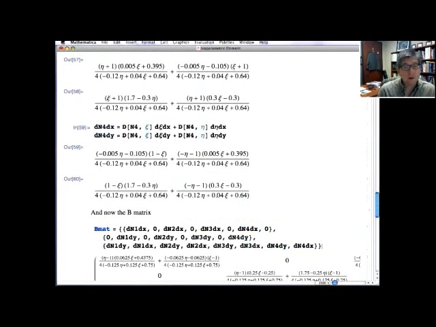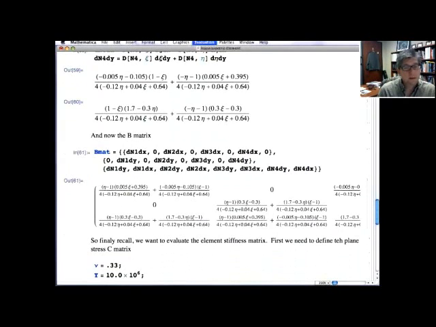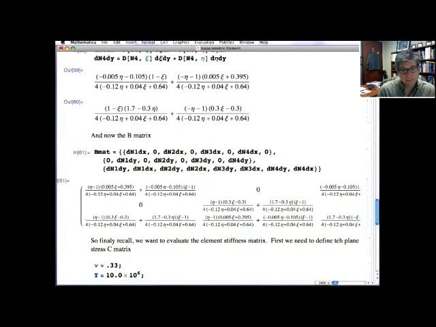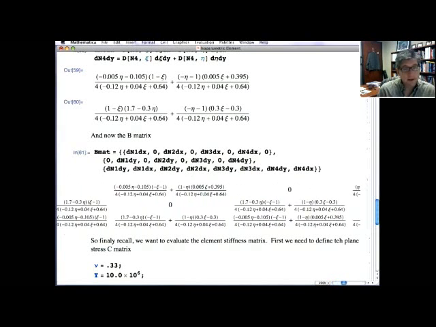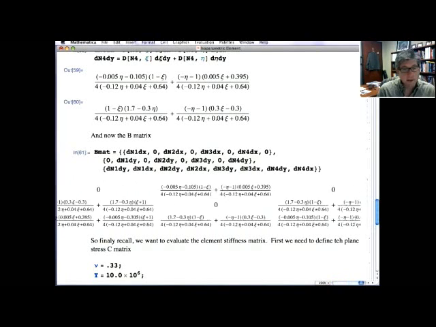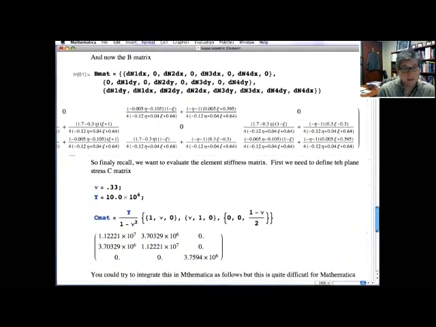And so you can put all these into the B matrix, right? So the B matrix has the following form. And here you can see you got the derivative of n1 with respect to x, derivative of n1 with respect to y, derivative of n1 with respect to y, derivative of n1 with respect to x. And here it is for the second shape function, n2 with respect to x, n2 with respect to y, n2 with respect to x, n2 with respect to y, third shape function, and the fourth shape function. So that's the B matrix. Again, it's a function of position.